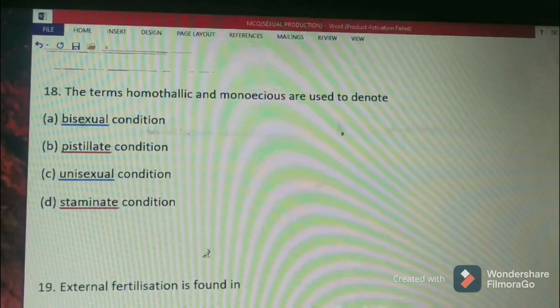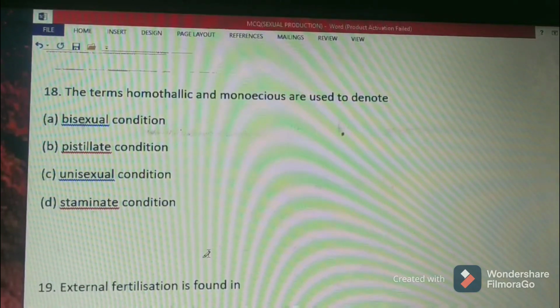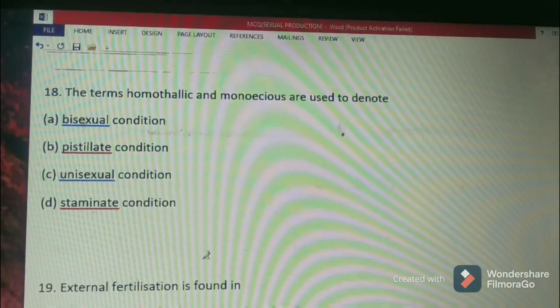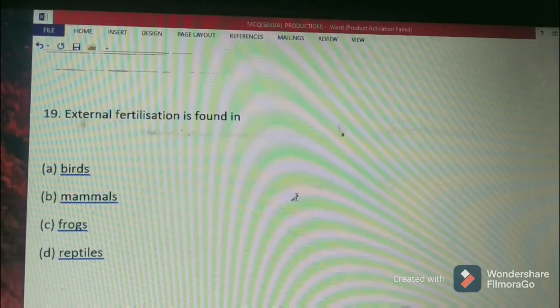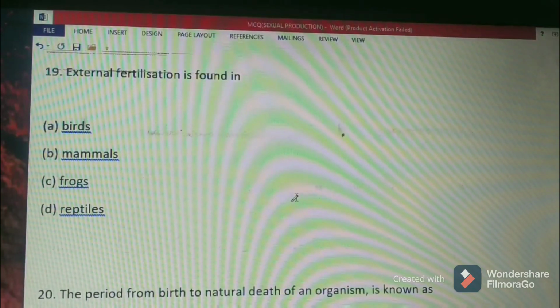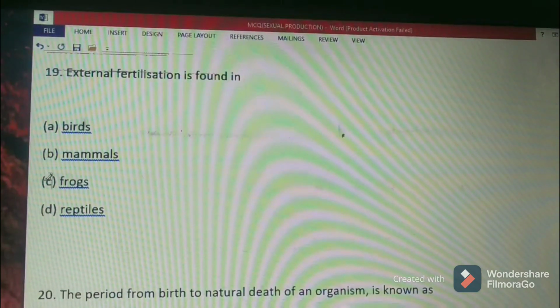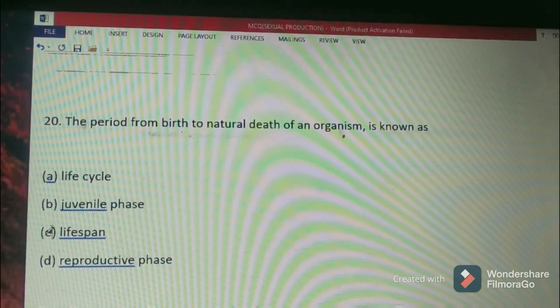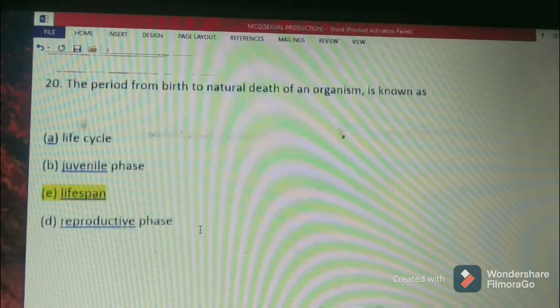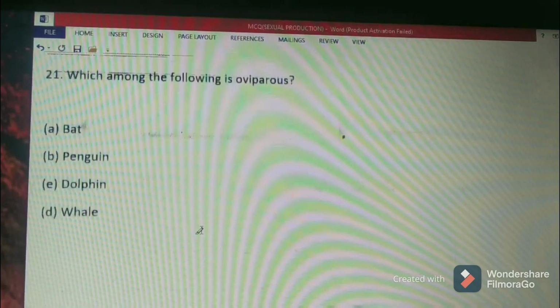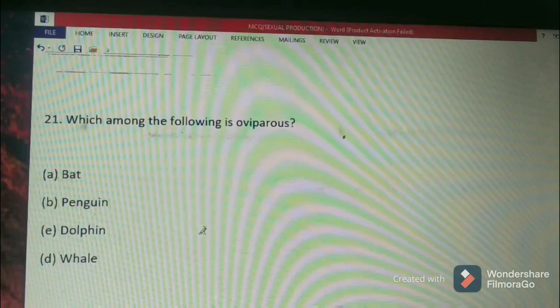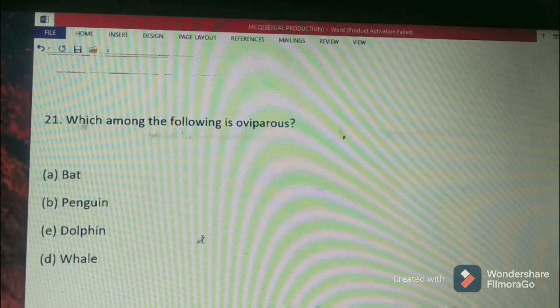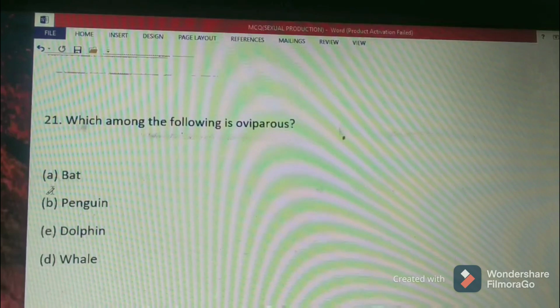The terms homothallic and monoecious are used to denote bisexual condition. External fertilization is found in frogs. The period from birth to natural death of an organism is known as lifespan. Which among the following is oviparous? B. Penguin.